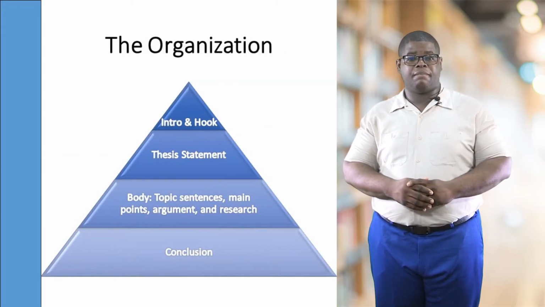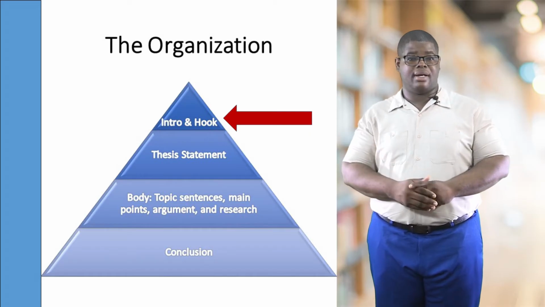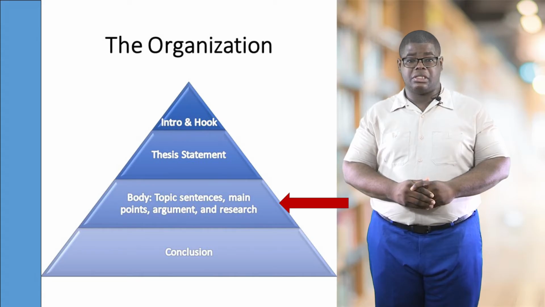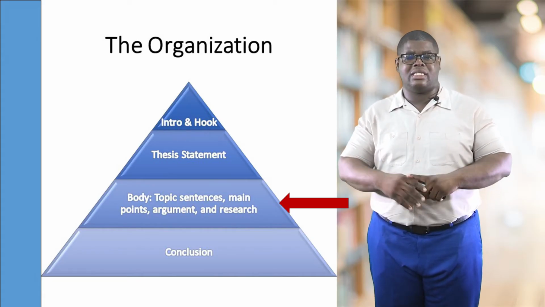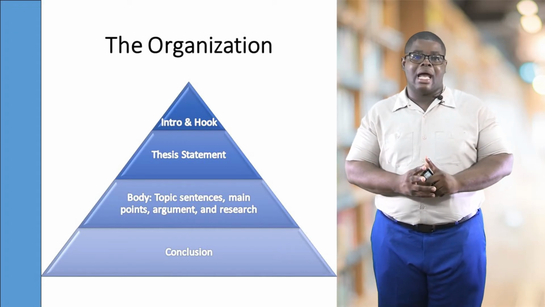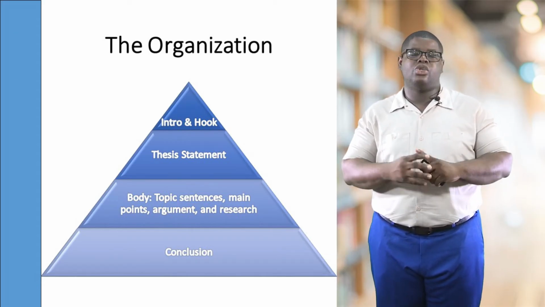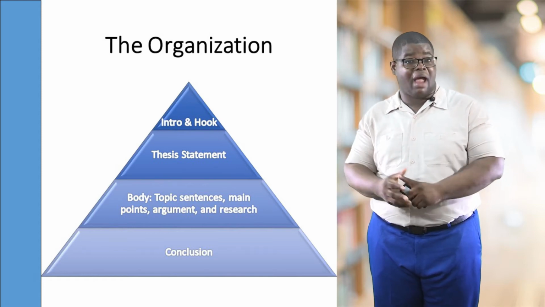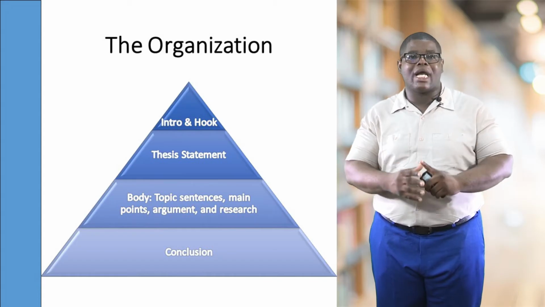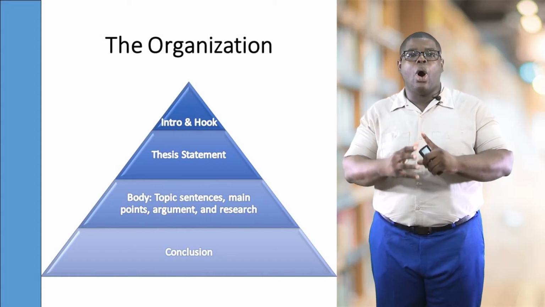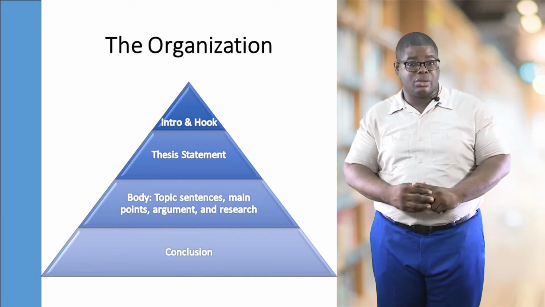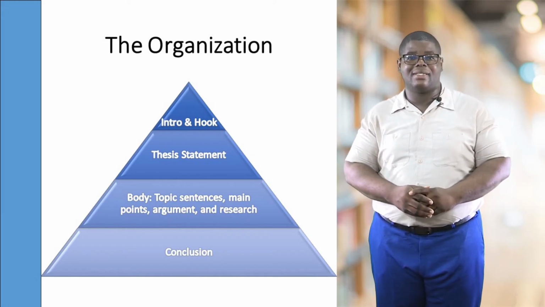The organization. Now, what do we have? We have the intro and hook, thesis statement. You have your body, which would include your topic sentence, your main points, your argument and research, and your conclusion. Now, when you're writing an argumentative piece, what you will find is that you have multiple paragraphs. And you want each paragraph to be well organized. You want all your ideas to be clearly stated from your introductory paragraph to your concluding paragraph. All right, boys and girls?